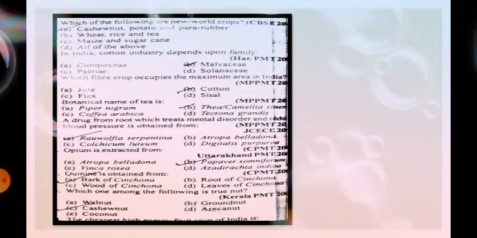Then quinine is obtained from, this is very important for all of you, because in maximum entrance examinations this question is asked in various ways, and the options are also given in different ways. So you can focus on this question: quinine is obtained from the bark of cinchona. Here are the options: bark of cinchona, wood of cinchona, root of cinchona, and leaves of cinchona. So the correct answer is the bark of cinchona.